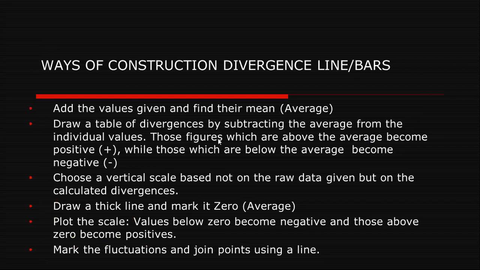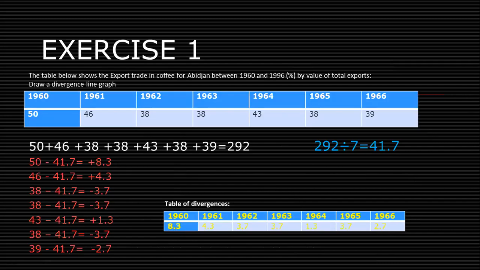Then we are saying, so that is the vertical. Then you draw a thick line and mark it 0. I'm using the thick line to make you understand what I mean. The thick line is that 0 line, or that average line, and you should label it as average so that we know. Then plot the scale, values below 0 become negative, and those that are above the 0 become positive. This one is going to give you the fluctuations. So let's now go down there and see.